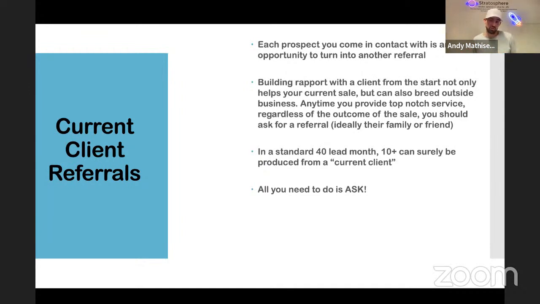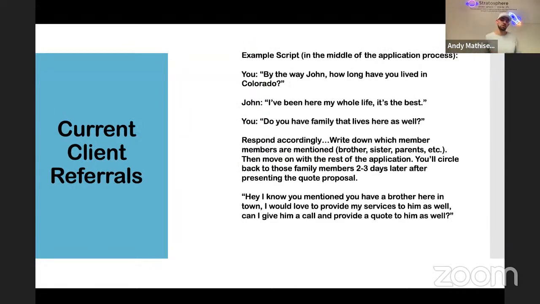It's discovery. You're finding out information about this prospect that you're going to use to your advantage later. So I like to find out who their family and friends are in the area. Just like, hey, you have an aunt here? Awesome. That's great to hear. You have an aunt, you have family. Great. Let's write that down on paper, that they have someone who you will be asking for later down the road. As it states here, in a standard 40 lead month, 10 plus can surely be produced from a current client. And this script here will help you.